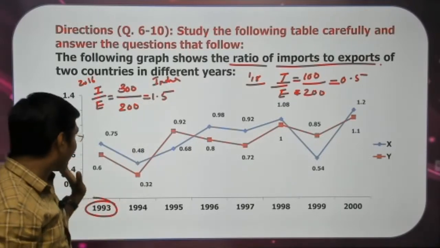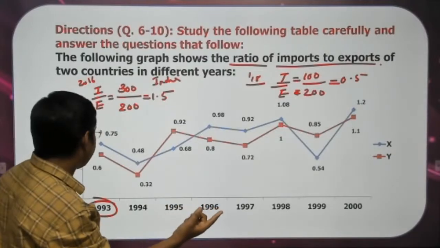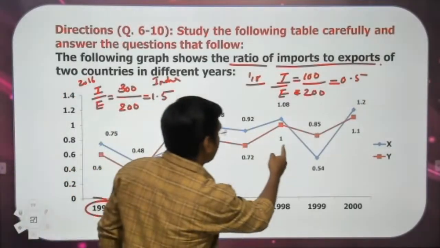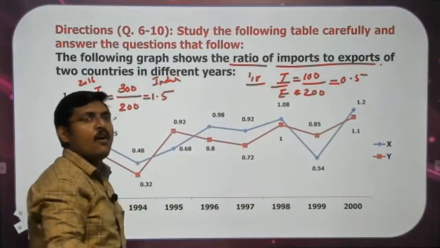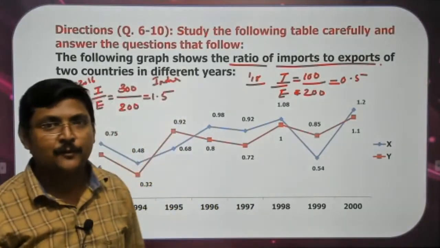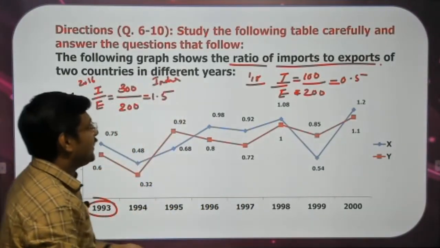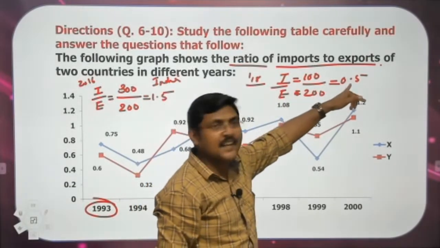1. So on looking into the graph, you can see that in many situations the value is more than 1, right? That is this one, 1.08, 1.1, 1.2. In all the three conditions, you should remember that the value of import is more than export. Okay. Similarly, here the import is 100 and export is 200. As a result of that, we got the ratio as 0.5.